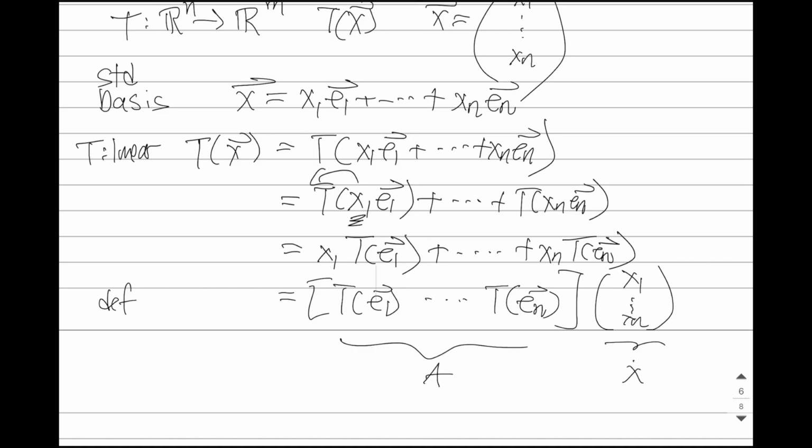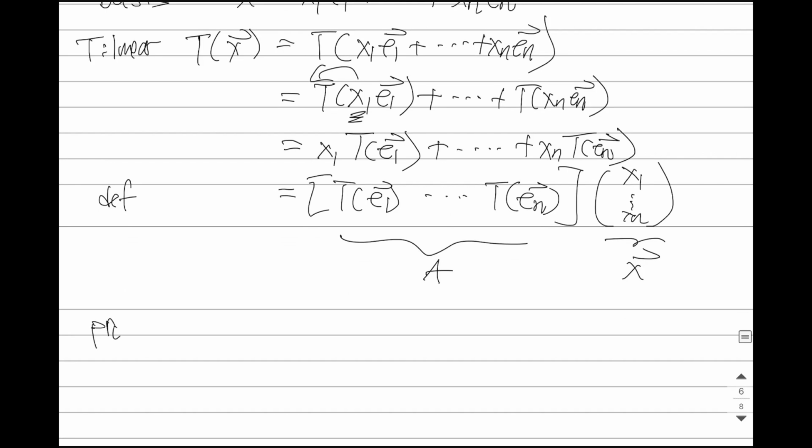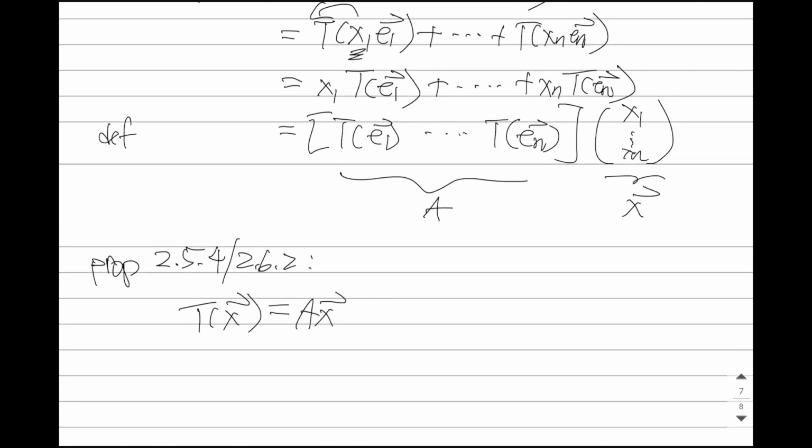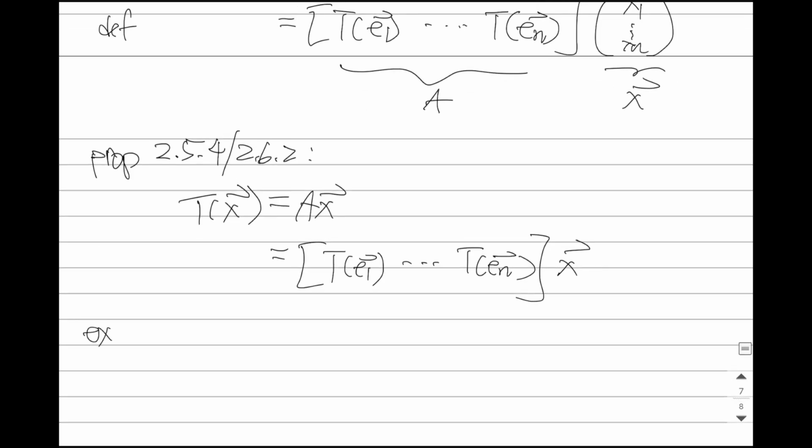So this is what's given in your textbook in two different places, proposition 2.5.4 and 2.6.2. If you are never told the transformation matrix, you can always find it by seeing what it does to the standard basis vectors. It will always be the case that the matrix of your transformation is just what it does acting on these individual basis vectors alone. In problems that we solve, we won't always be given the matrix transformation. We are going to have to find it.